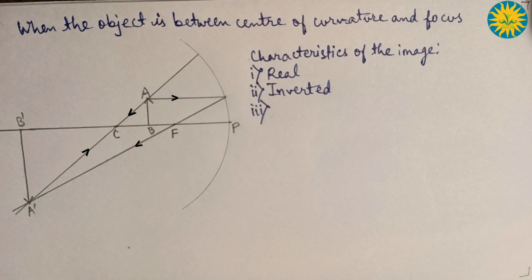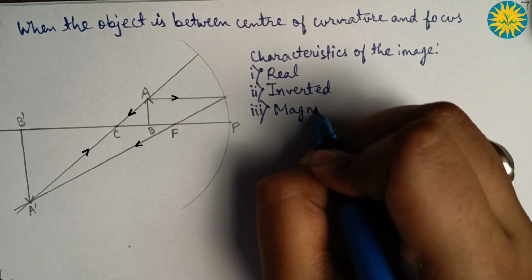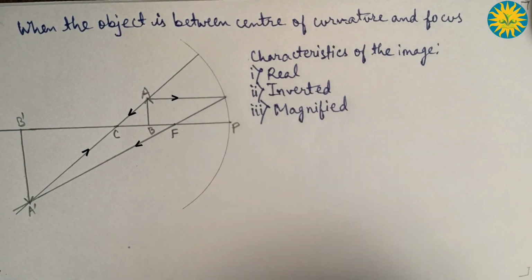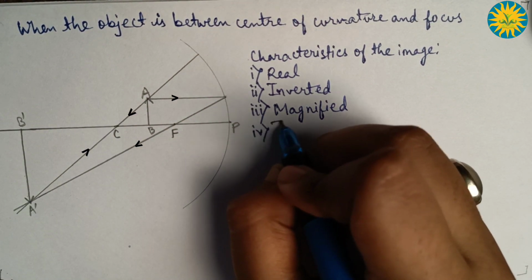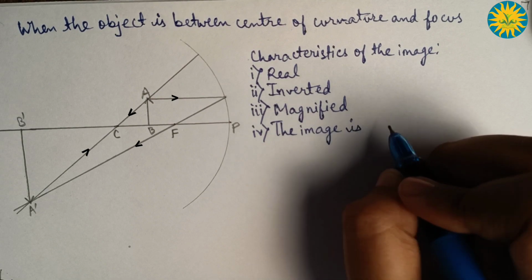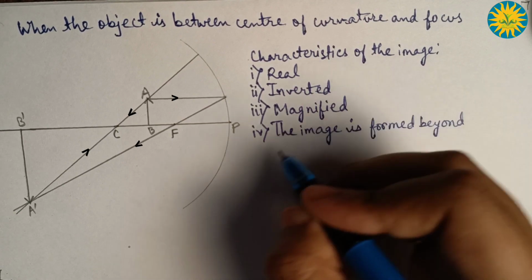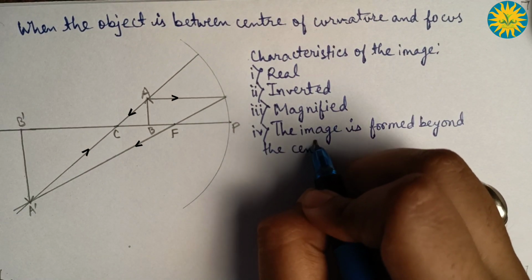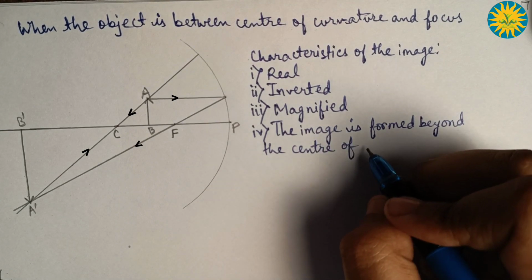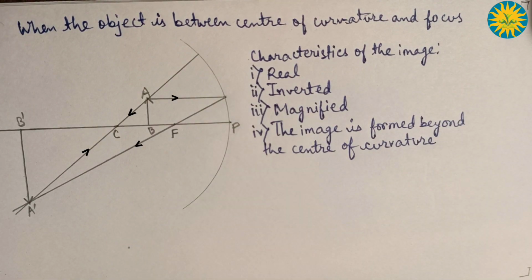Now the third one, that is, the image is magnified. You can see the size of the object as well as the size of the image. The size of the object is smaller than the image, that's why the image is magnified. Now the position where the image is forming, just see, the image is formed beyond the center of curvature. So these are the characteristics of the image when the object is in between center of curvature and focus.